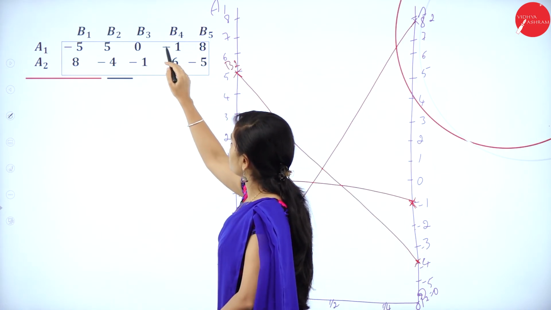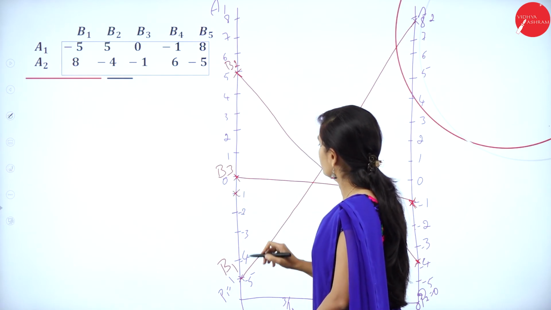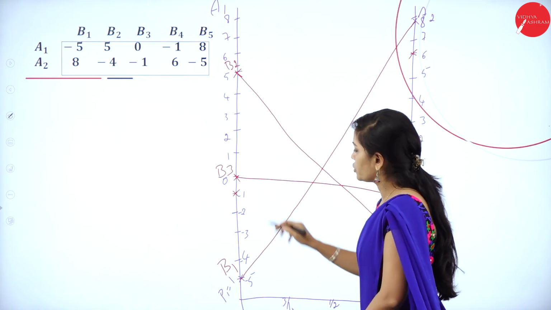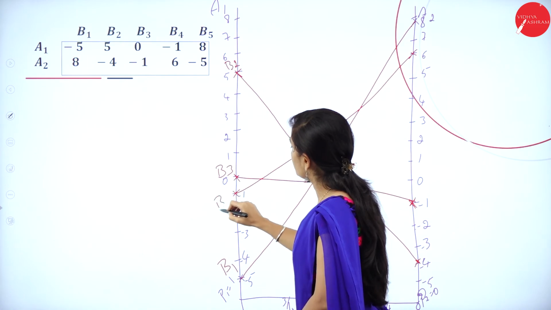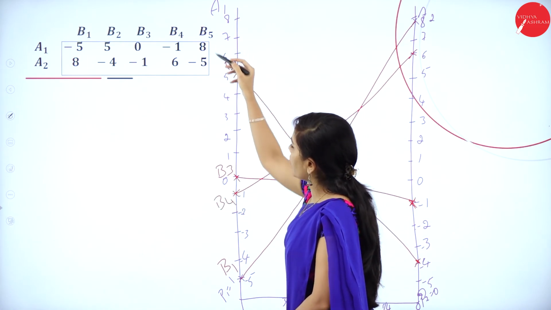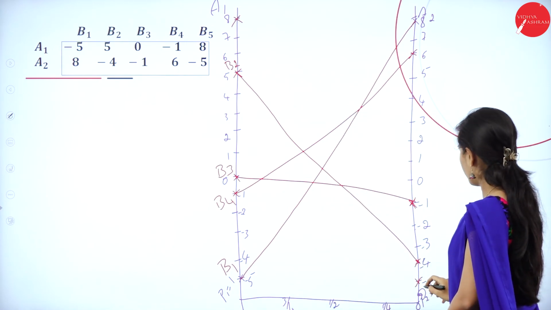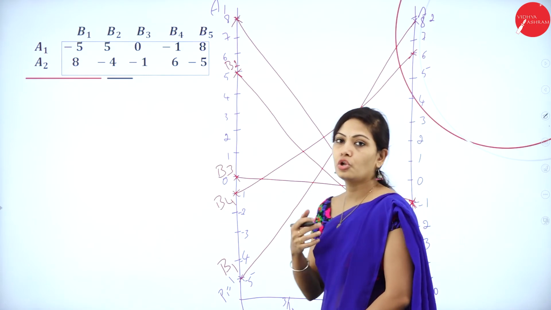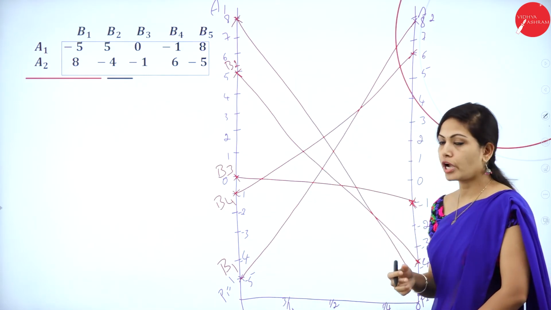And the next one is minus 1 and 6. This is minus 1 and 6. This is 6. Join this minus 1 and 6. And this line is B4. And the last one is 8 and minus 5. This is 8 and this is minus 5. I have joined everything.